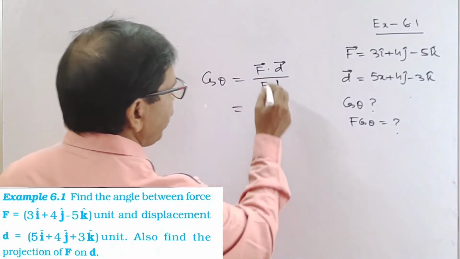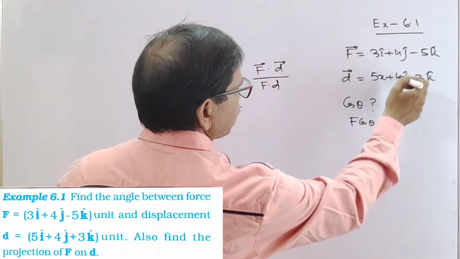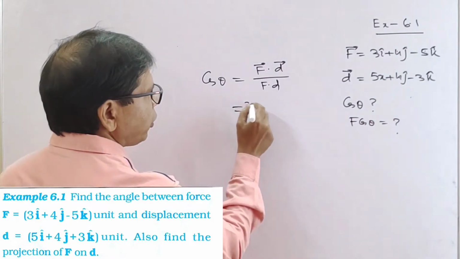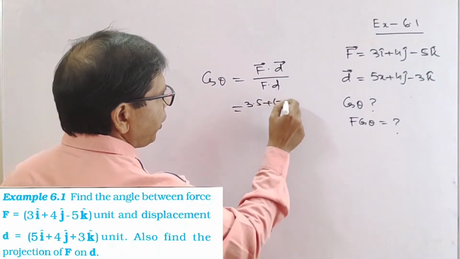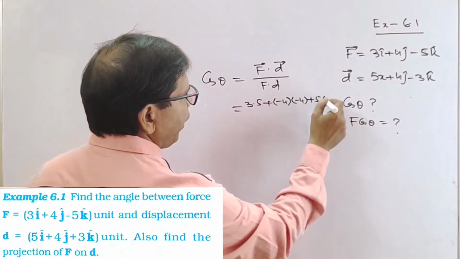Now look at this, what is F dot D? Look at this, 3 into 5 is 15, 4 into 4 is 16, minus 5 into minus 3 is 15. So look at this, it is 3 into 5 plus 4 into 4 plus 5 into 3. Okay.